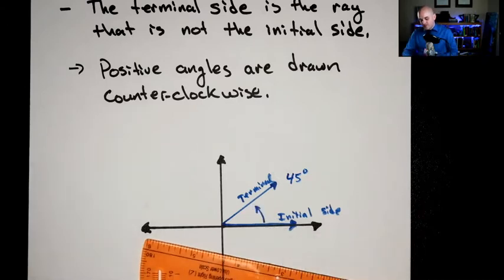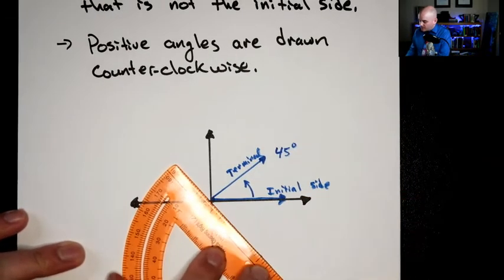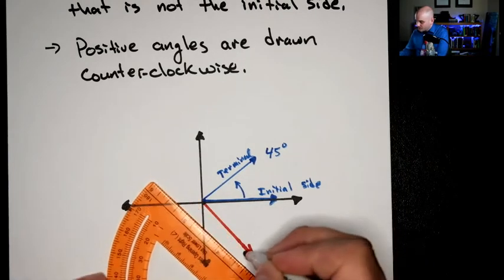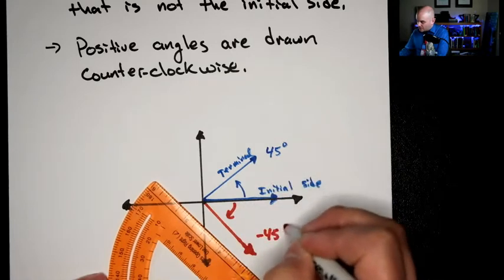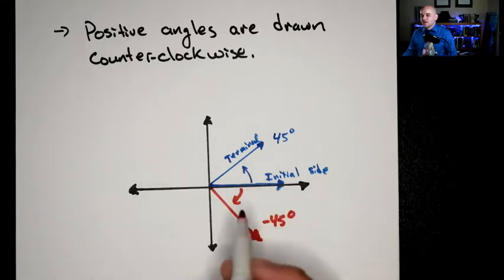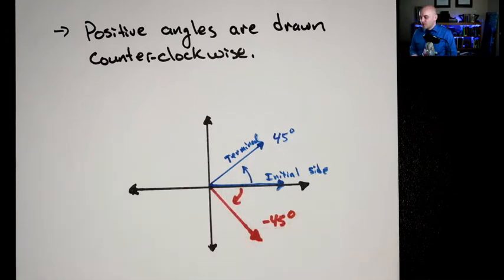Now, on the other hand, had I drawn it clockwise, say I went from right here and I rotated that terminal side 45 degrees clockwise, then we would say it's a negative 45 degrees because we drew it clockwise. All right, so clockwise angles are negative, counterclockwise are going to be represented positive here. So one side is always on the positive x-axis. We call that the initial side.